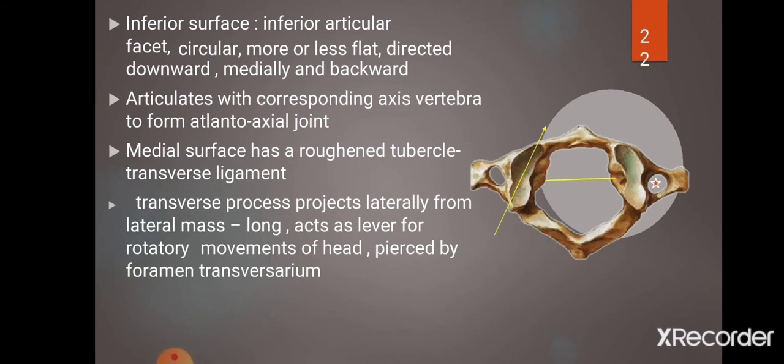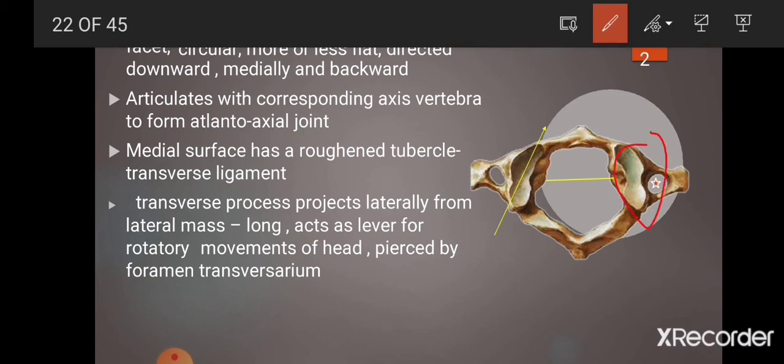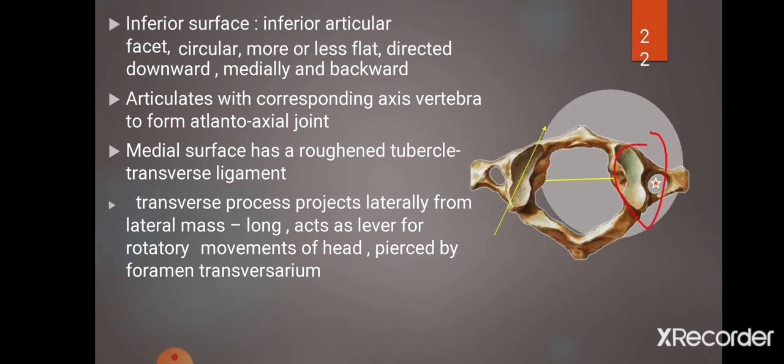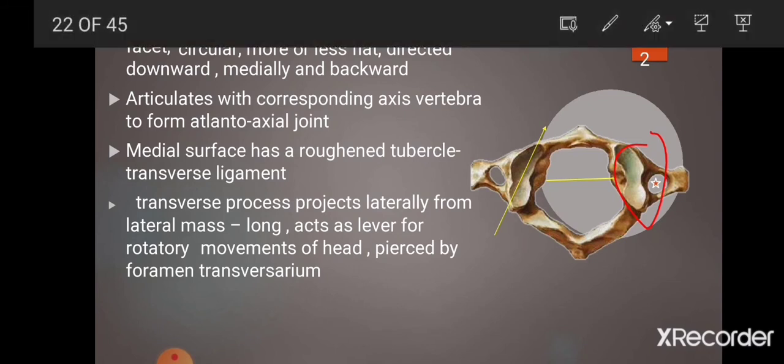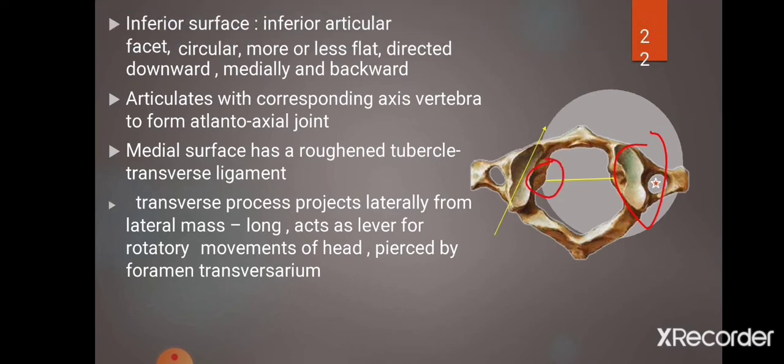Now the inferior surface has the inferior articular facet. So the inferior articular facets are demarcated. These are the inferior articular facets. These are circular, more or less flat, directed downwards, medially and backwards. They articulate with the corresponding axis vertebra to form the atlantoaxial joint. The medial surface has a roughened tubercle for the attachment of the transverse ligament. So the medial surface of these articular facets is roughened. Here we can see these are roughened for the attachment of the transverse ligament, which is horizontally oriented. It is demarcated with this yellow line.